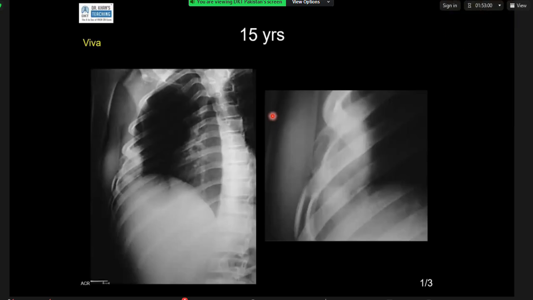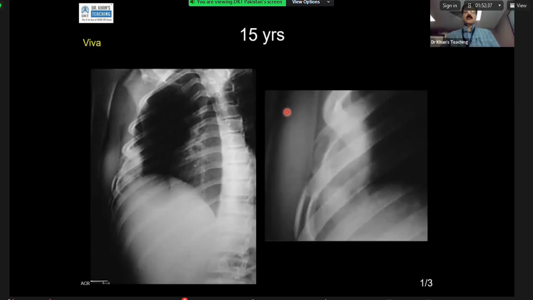Ewing's, but it's unlikely. And why do you say but for Ewing's? Sir, first of all, it's a flat bone, and it's usually seen in the long bones in the diaphyseal location, and the reason is the soft tissue component is less.